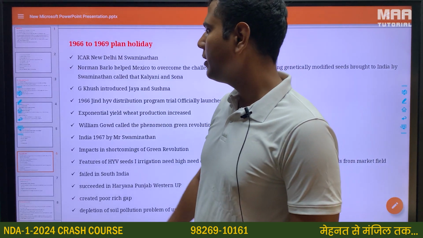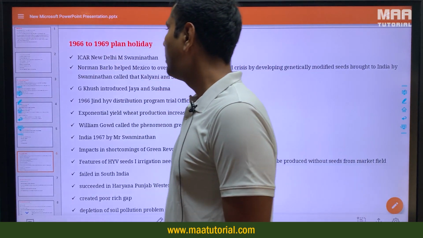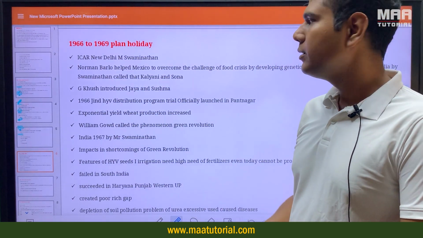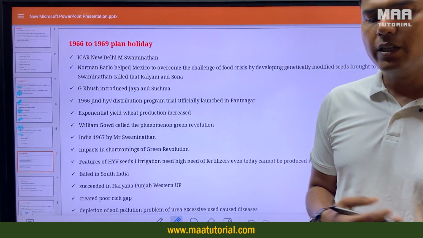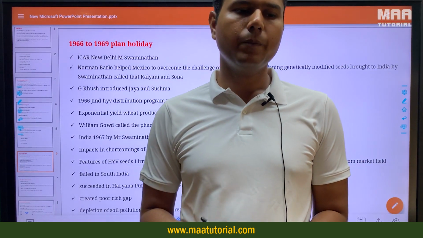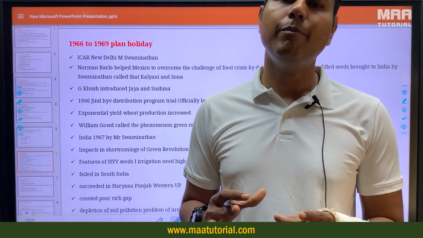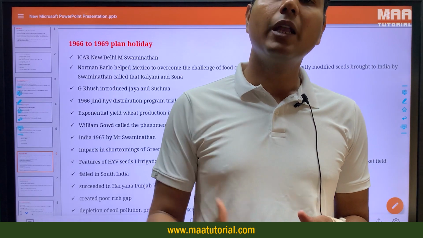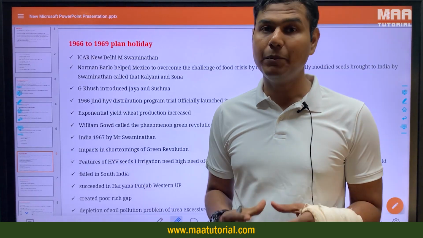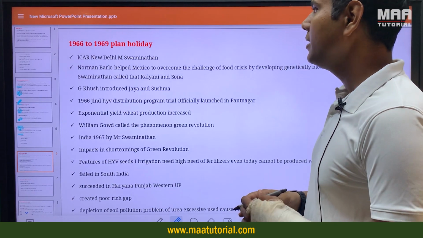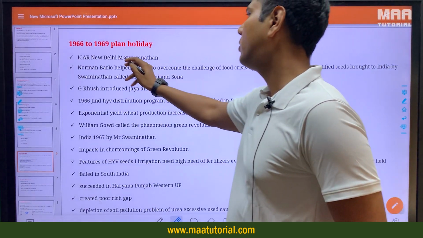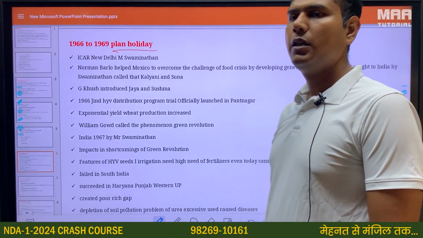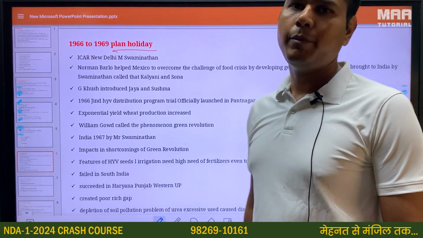Now, once the third five-year plan came and went, Srimati Indira Gandhi ji came into power. She realized that going further with a five-year plan was not a smart idea because we didn't have that basis, or that platform, which is required to take a leap. So in order to establish that platform, she decided that we would take 3 years of planned holiday.